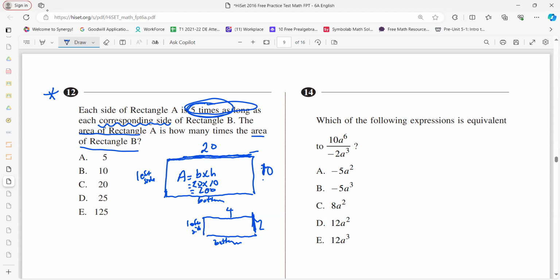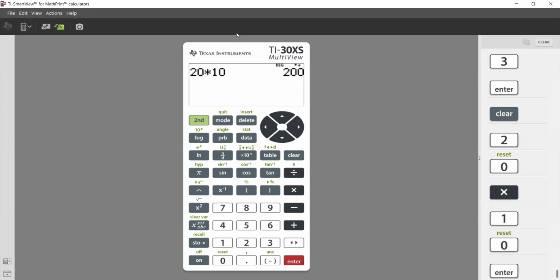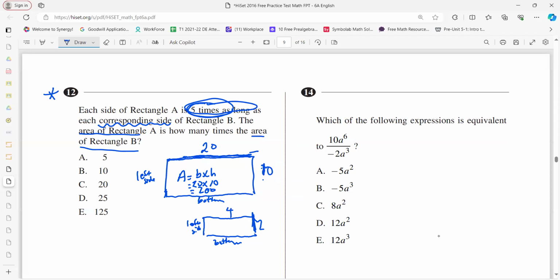And if you don't feel confident on doing that in your head or by hand, don't feel bad about using the calculator. Just pull that thing down and use it. Do 20 times 10. Enter. All right. Now let's do the same for the other one. Find the area of this rectangle. Base times height, 4 times 2, which is 8. 8.